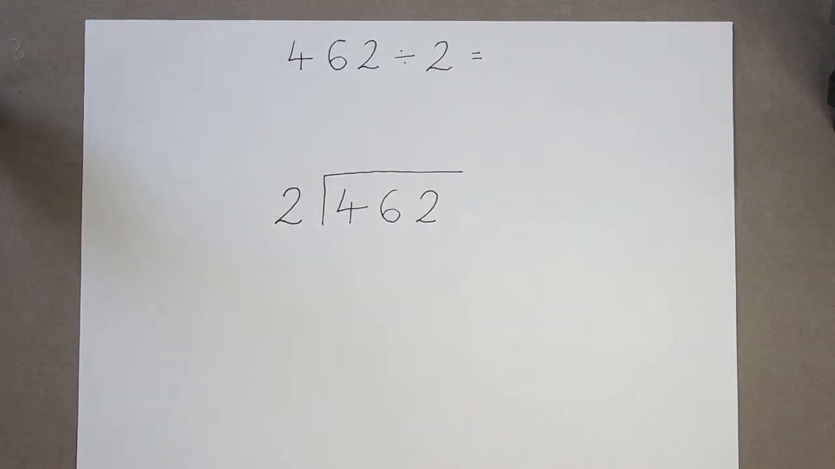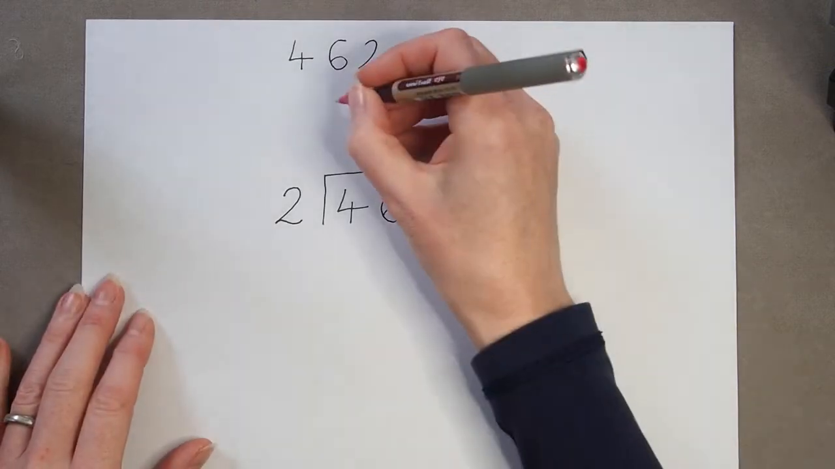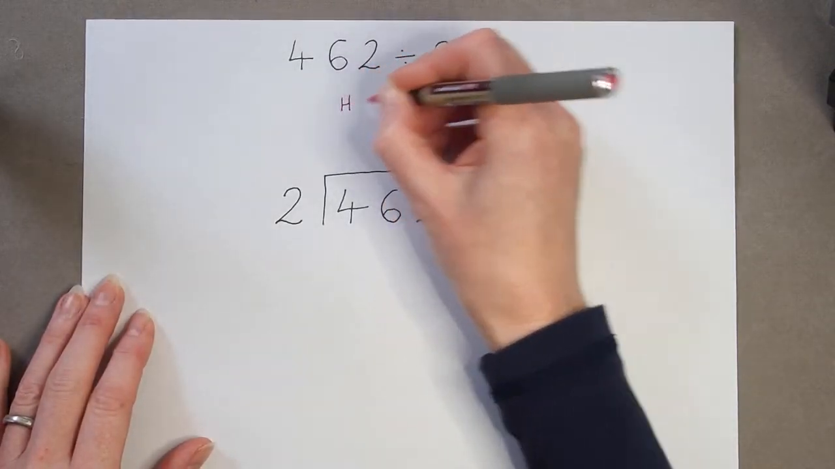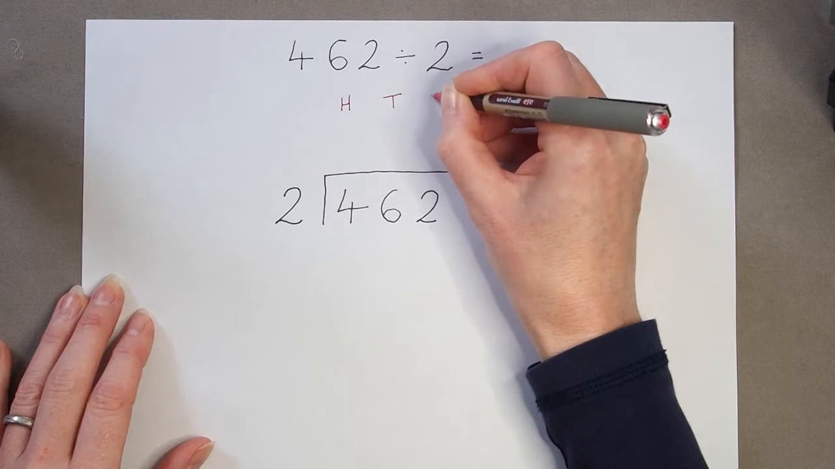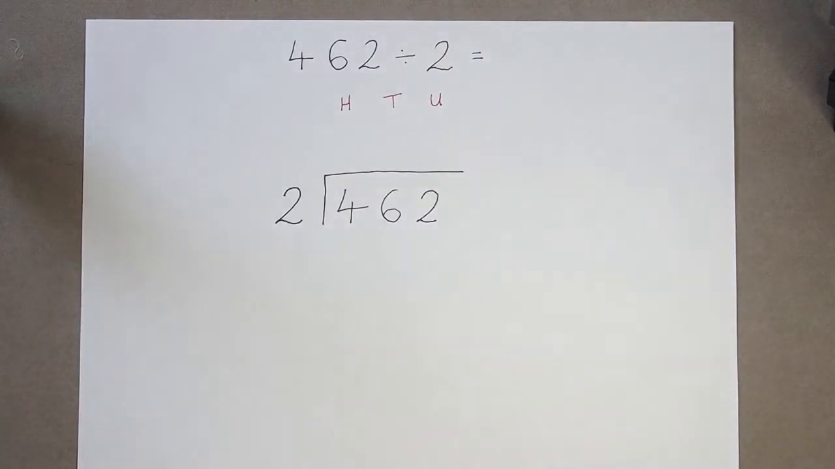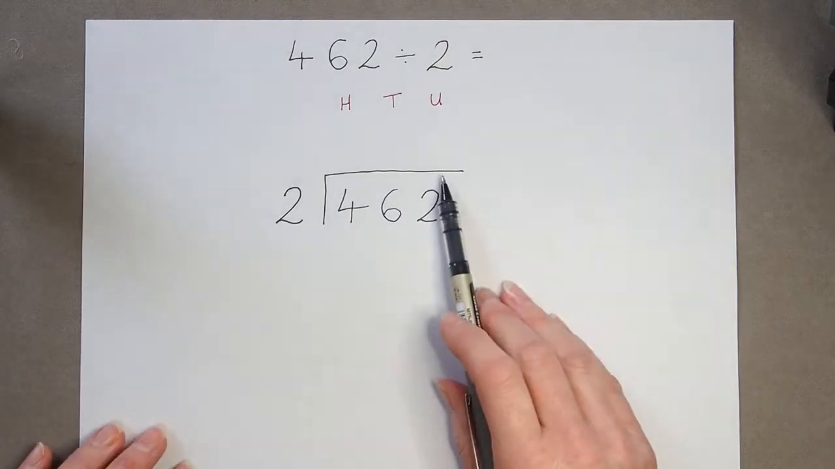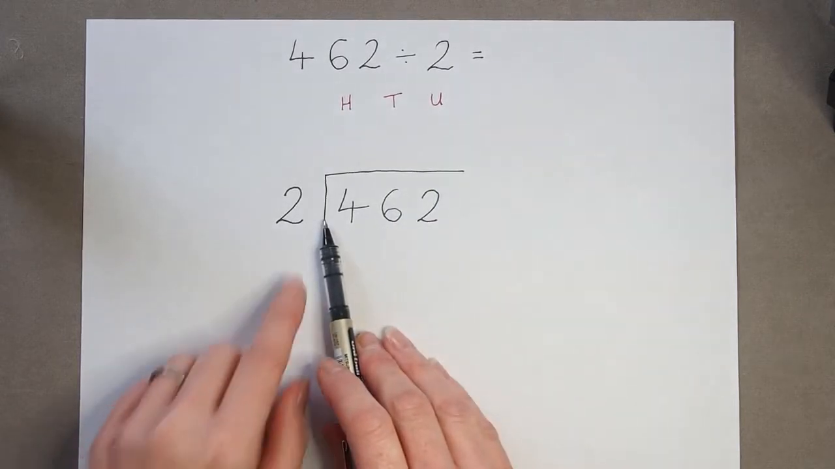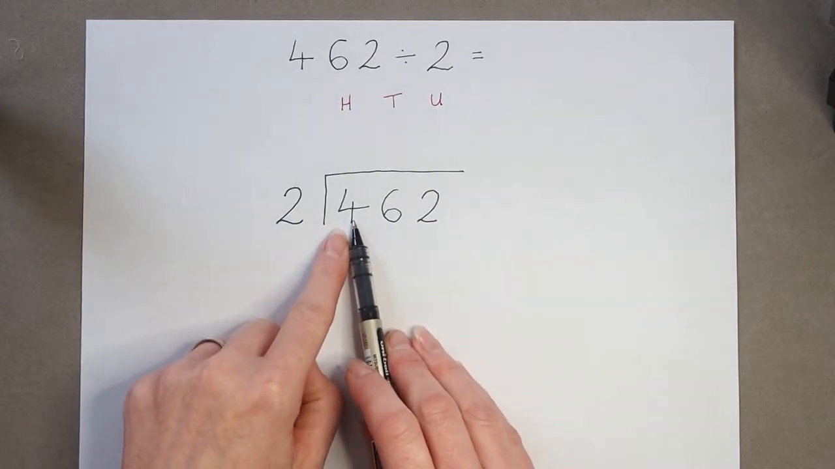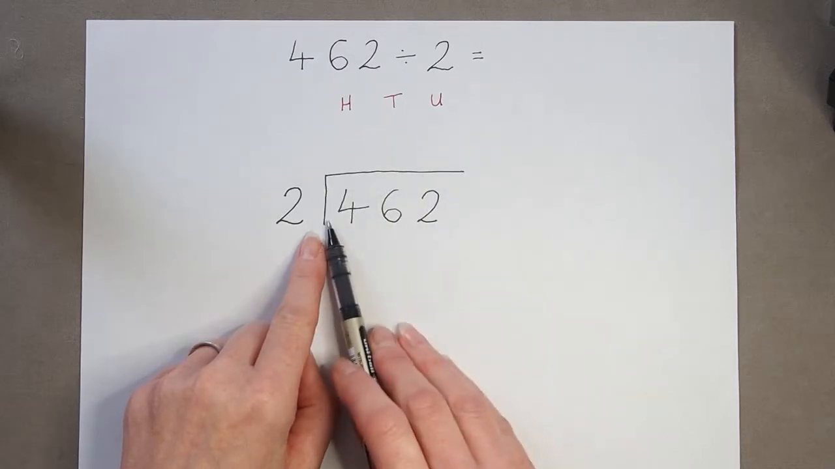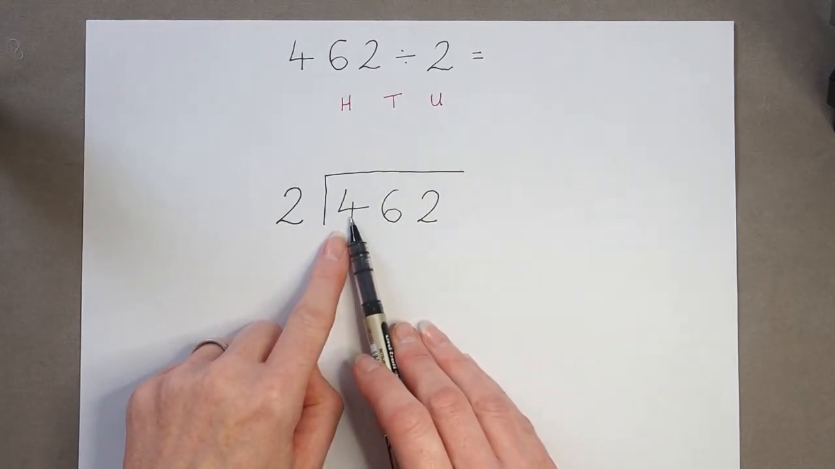Now what we're actually going to be doing is remembering that these are hundreds, tens and units, but not referring to them as hundreds, tens and units. So when we start this, unlike addition, subtraction and multiplication, we don't start with the units. We always start with this first digit. If we think of this as being the bus stop, it's the first person in the queue.